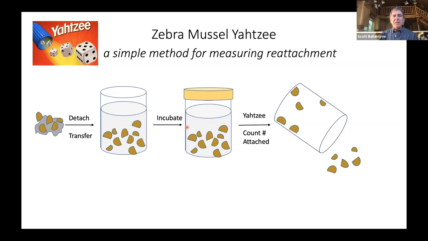Now this would be the spot in Yahtzee where you shook the cup full of dice, but we don't shake the jar. What we do is we put a lid on it and then we invert it once. And at that point we dump out the contents and then we count the number of mussels that are attached to the jar. So in this case, there's 5 attached, 5 went out. So we get a reattachment score of 50%.